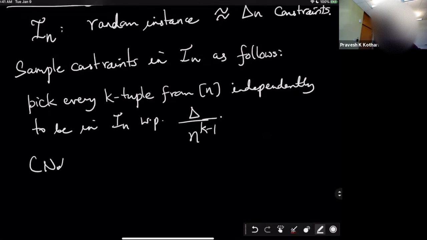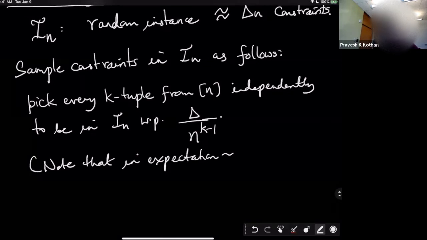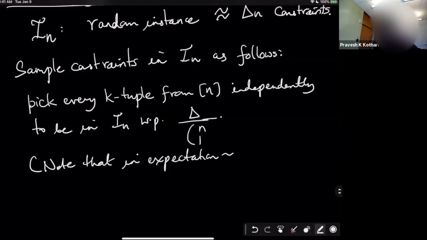Note that in expectation, there are about N to the k. Oh, sorry. Let's make it so like N choose k k-tuples. So let's do it this way. Choose every k-tuple to be in IN with this probability. I was forgetting the difference between N choose k and N to the k. It won't matter eventually, but let's try to be accurate. Note that in expectation now, I have delta times N constraints.